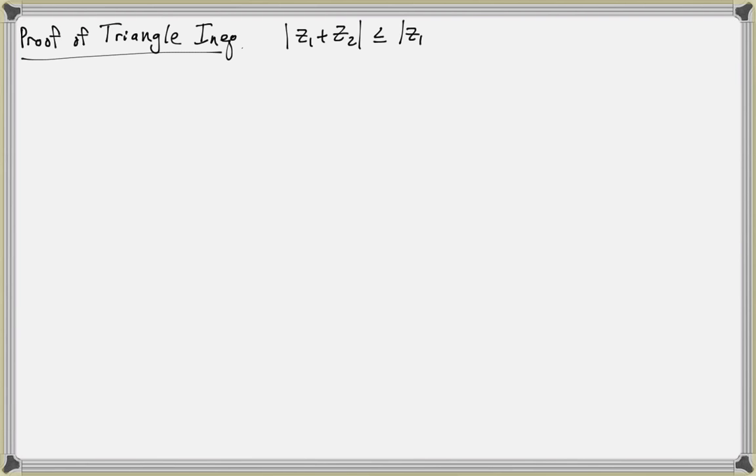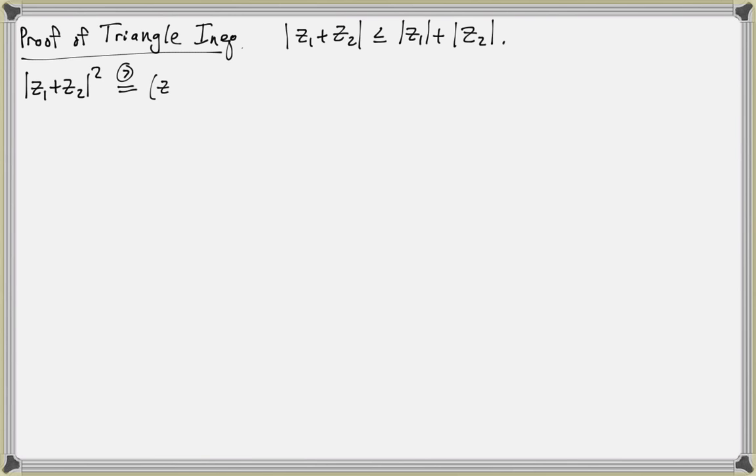Now we'll prove the triangle inequality, which states that the absolute value of z1 plus z2 is less than or equal to the absolute value of z1 plus the absolute value of z2. So just like in a previous proof, I'm actually going to start with the quantity on the left hand side squared. So the absolute value of z1 plus z2 squared.